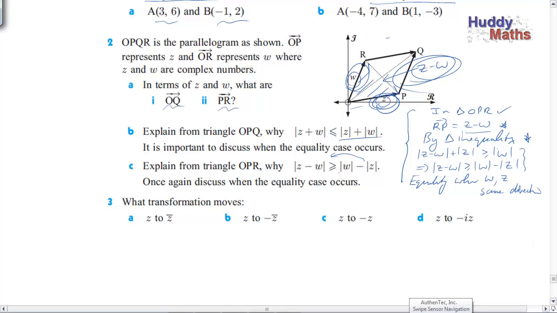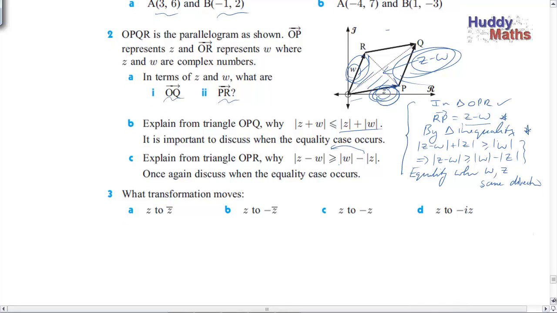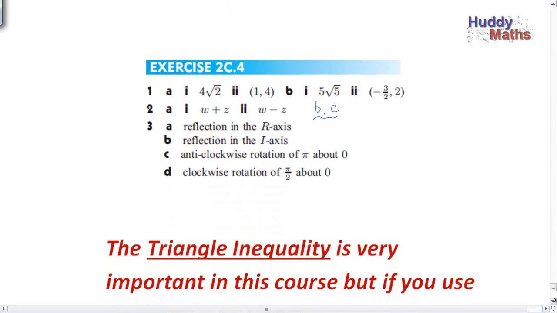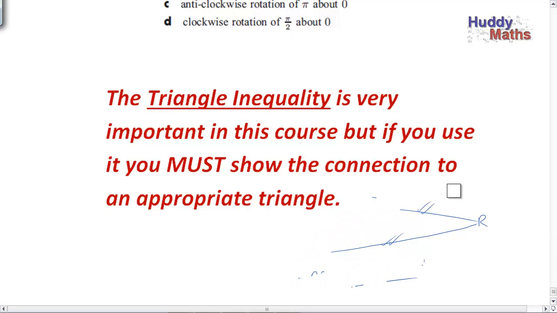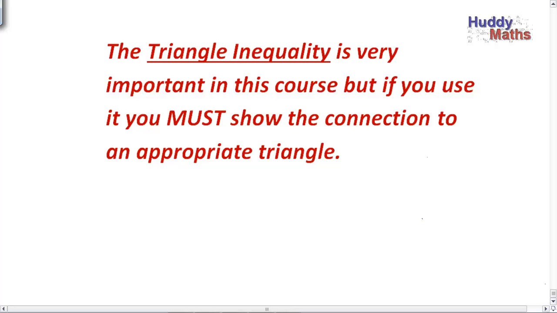So just come down and make this note for later reference. And this is very important. The triangle inequality is to be used in this course, but you must show the connection to a given triangle. All right, well, I guess you're getting a little bit tired now, but I do want to put that, I've decided I will put that proof down the bottom here of the modulus of the two complex numbers. Okay, so let's just go a little bit further.